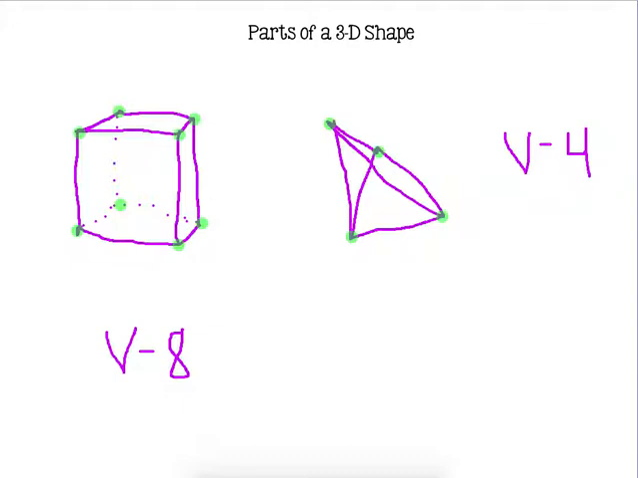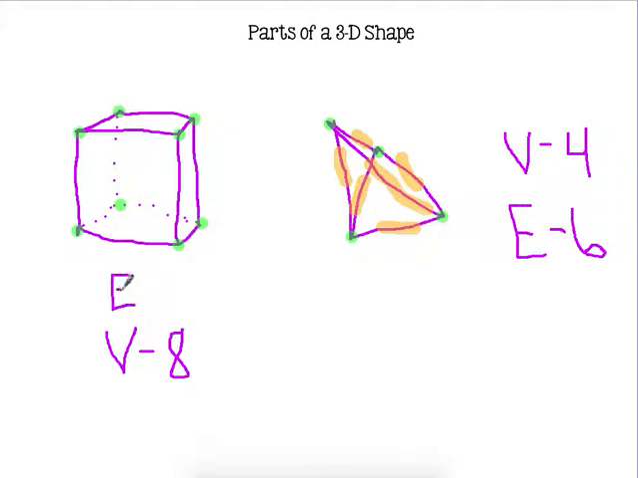The next part are the edges. Now the edges are just like the sides of a 2D shape. They are the line segments. So if we were to count 1, 2, 3, 4, 5, 6. So our edges on our pyramid, or the line segments that are around it, is 6. You need to count every single one.